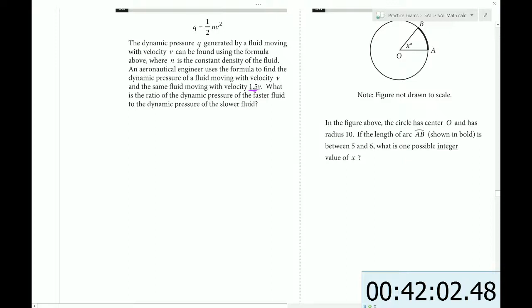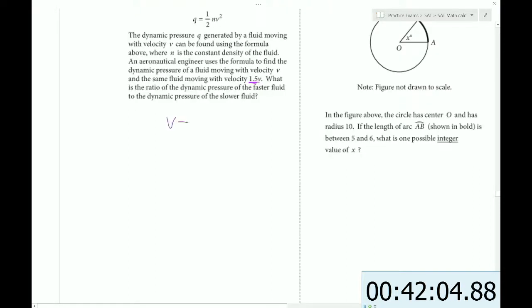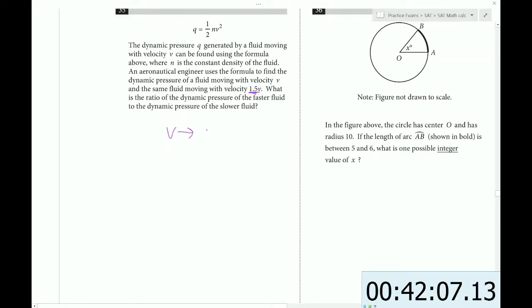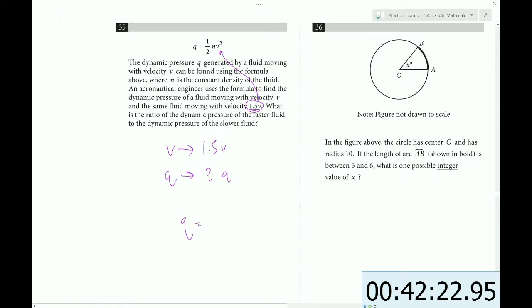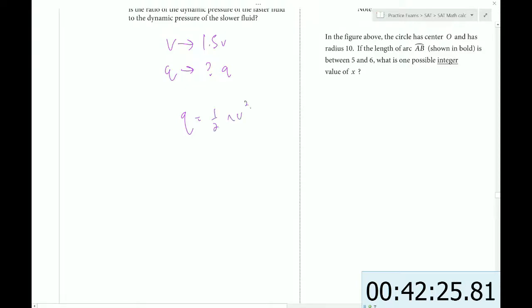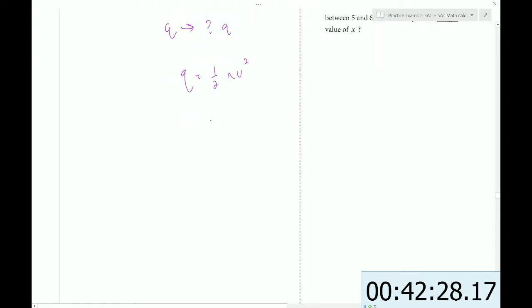Okay. So what we want to do is apply a stress to this system. We want to change V into 1.5 V and then measure the response on Q. We want to know what happens to Q when we do that. So what we do is plug 1.5 V into the formula. We have Q equals 1/2 times N V squared, but now, instead of V, we're plugging in 1.5 V. So we have (1.5 V) squared, again with the 1/2 and the N. This is going to be our new Q.